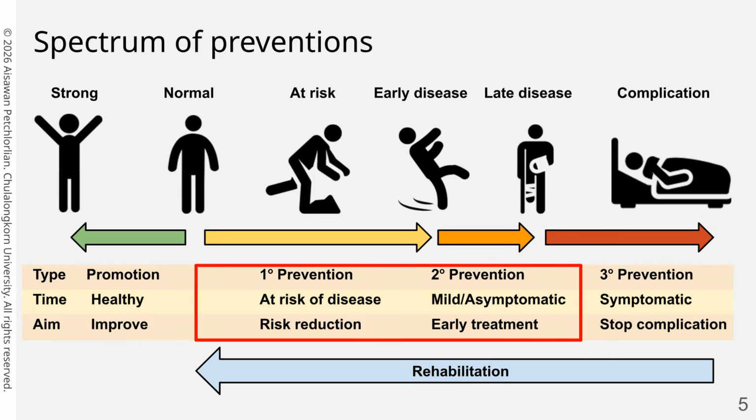Secondary prevention is when a person starts having preclinical disease or mild disease and we prevent it from progressing to significant or symptomatic conditions. If a patient already has clinical symptoms, tertiary prevention helps stop progression to more severe complications. Finally, rehabilitation helps restore patients back to their normal or healthier state. Let's take a look at some examples.